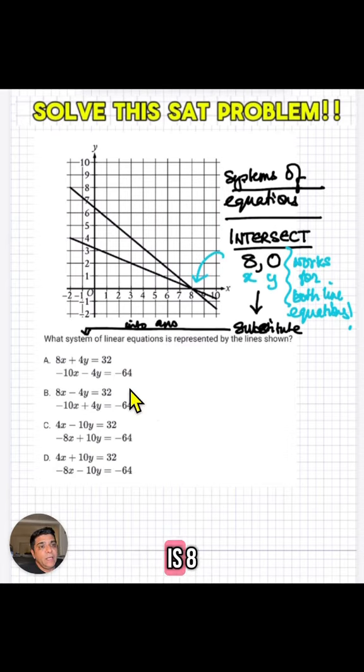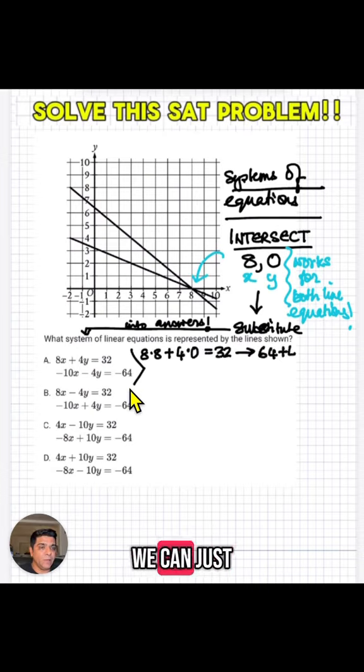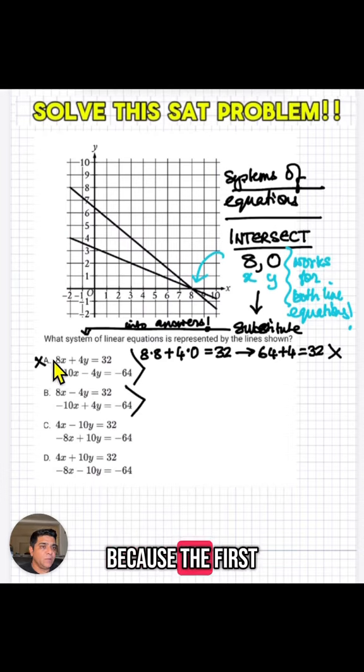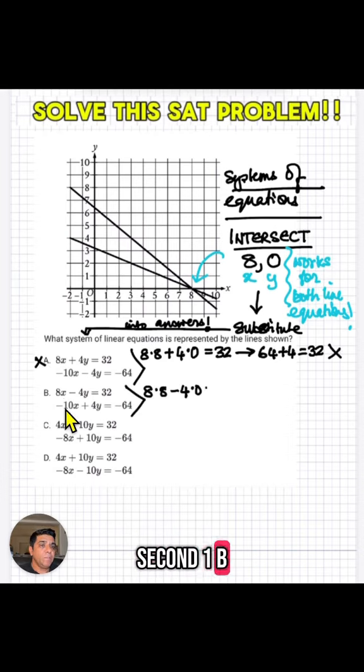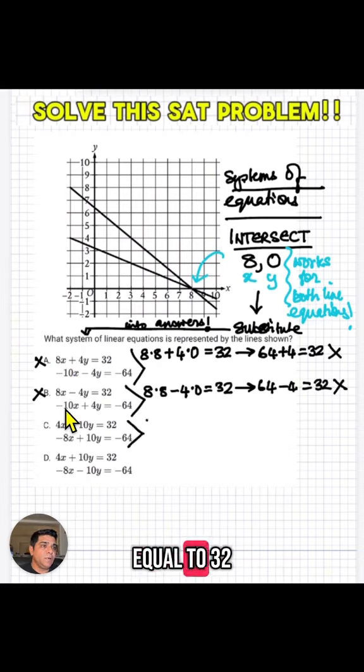Choice A is 8 times 8 plus 4 times 0.8. That's 64 plus 0 equals 32, so that doesn't work out. We can cancel A because the first equation doesn't work. Second one, B: 8 times 8, 64, minus 4 is 60, which is not equal to 32. That doesn't work either. So let's look at choice C.